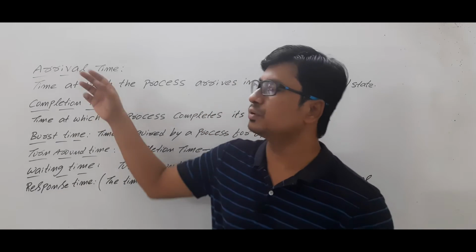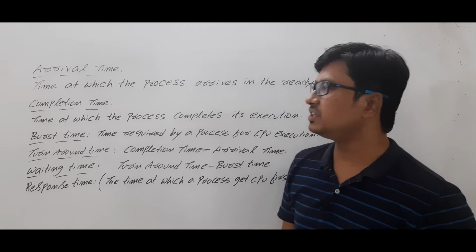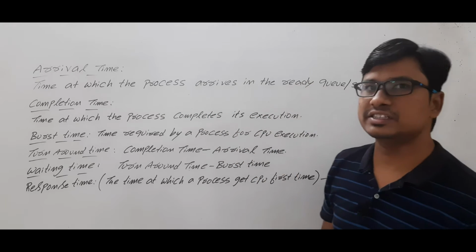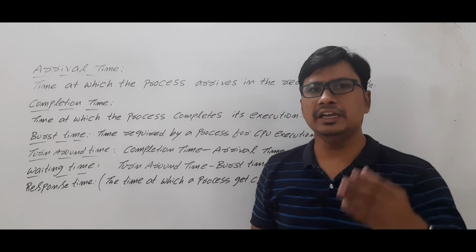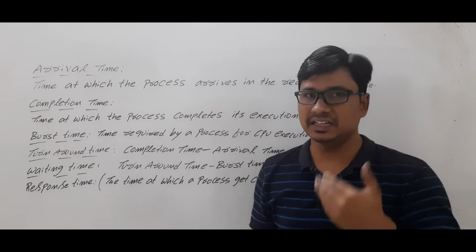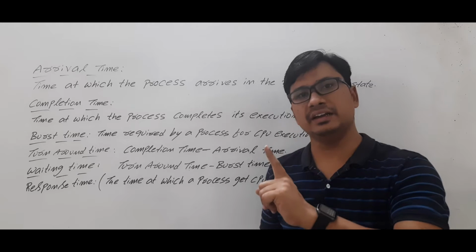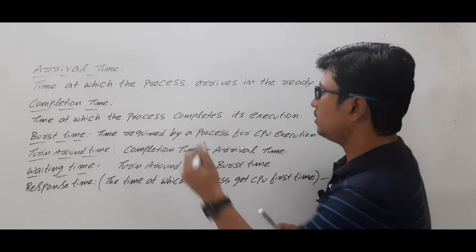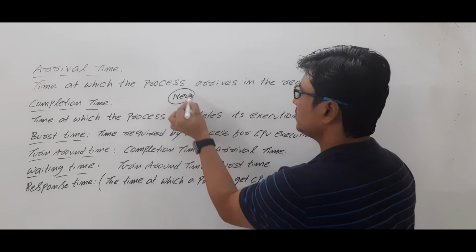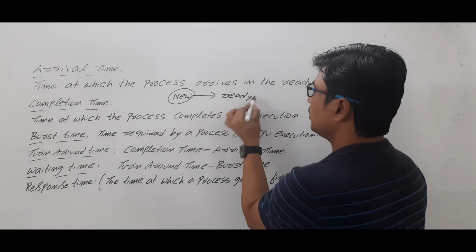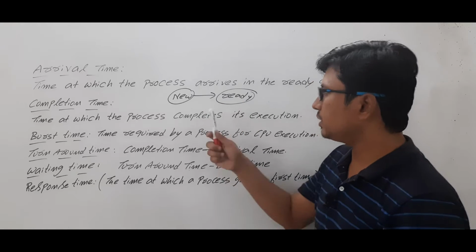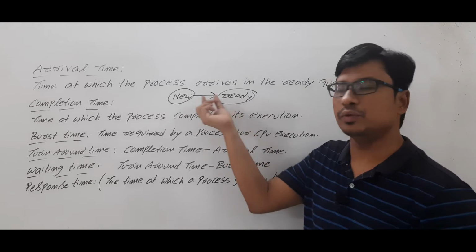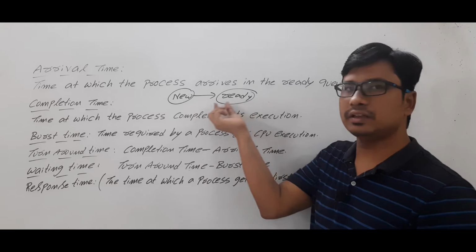First, let me discuss the arrival time. Look at this one. The definition of arrival time is: the time at which the process arrives in the ready state is called arrival time. In a process state diagram, we have 7 states. They are new, ready, running, terminated, wait, suspended wait and suspended ready. Now, look at the new state and the ready state. Once the process is ready to execute, it will arrive from the new state to the ready state. In a ready state, you will have a ready queue. All the processes which have arrived will be there in the ready queue.